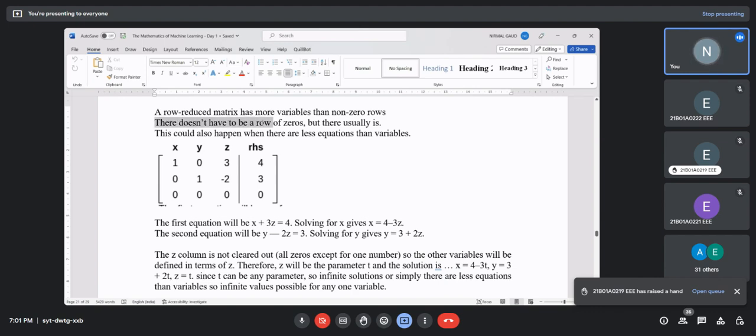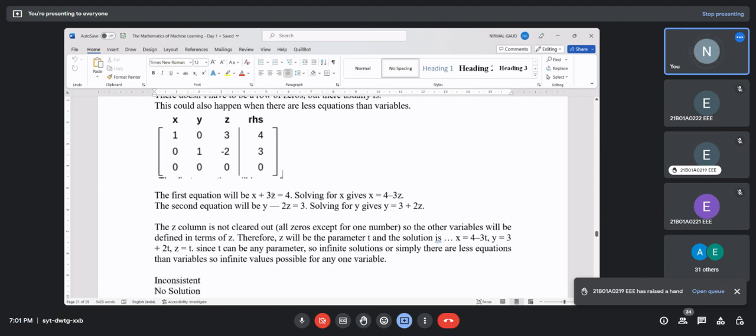We don't have the number of zeros, but usually this could happen when there are fewer equations than variables. So here we are going to get fewer equations, obviously, because this row is completely zero, so we can't form any equation from it. Only row number 1 and row number 2 can create equations. The equations which will be created are x plus 3z equal to 4 and y minus 2z equal to 3.